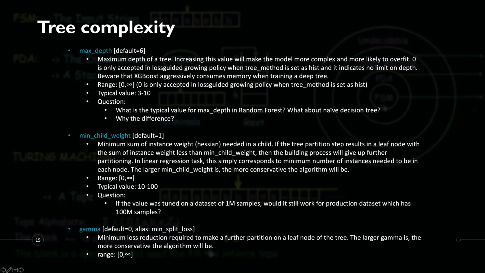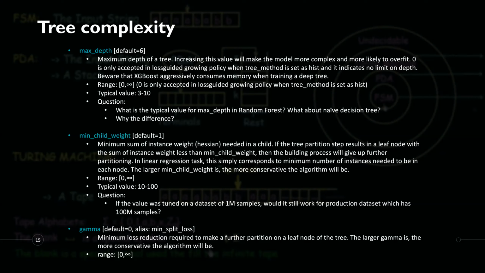The third parameter is called gamma. It's the minimal loss reduction required to make a further partition on a leaf node of the tree. The larger gamma is, the more conservative the algorithm will be. To be specific, this loss reduction is the sum of the values of the second derivative.